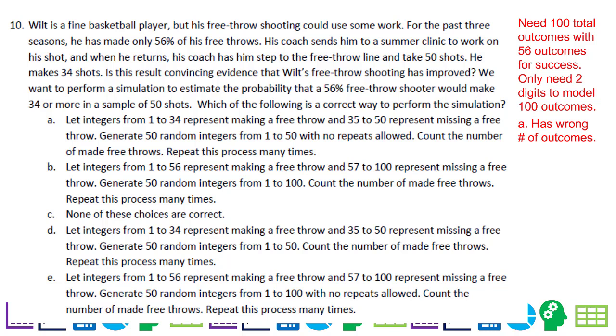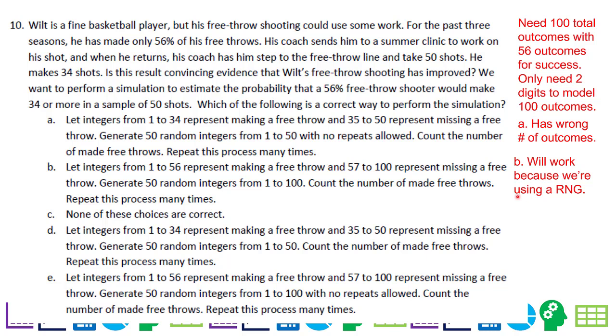Let integers 1 through 56 represent making a free throw, and 57 to 100 represent missing a free throw. Generate 50 random integers from 1 to 100. Since they are generating 1 to 100, we don't have to do that weird 00 thing. But if you were using a number line, I would probably say 1 to 56 represents making a free throw, and then 57 to 99 and 00 represent missing a free throw. That would work fine. So this one actually does work.